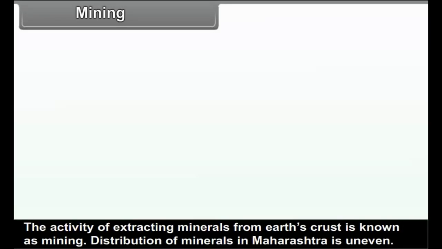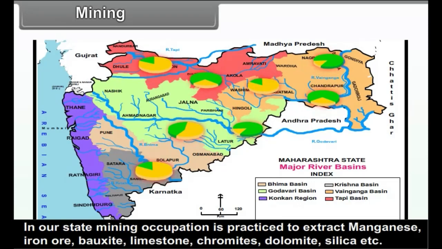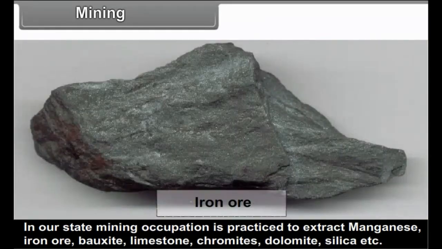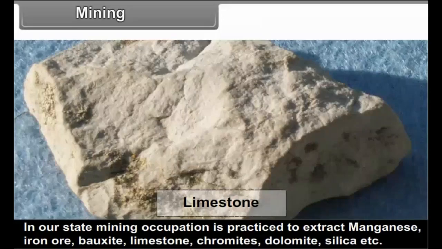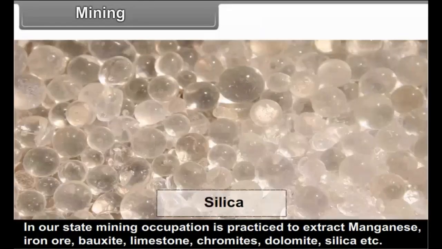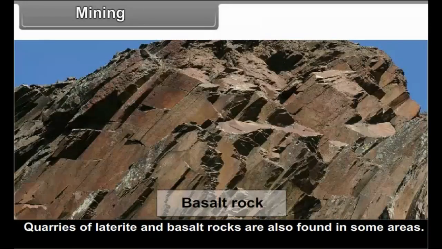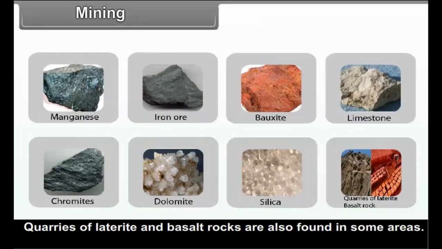Number 6. Mining. The activity of extracting minerals from the Earth's crust is known as mining. Distribution of minerals in Maharashtra is uneven. In our state, mining occupation is practiced to extract manganese, iron ore, bauxite, limestone, chromite, dolomite, silica, etc. Quarries of laterite and basalt rocks are also found in some areas.